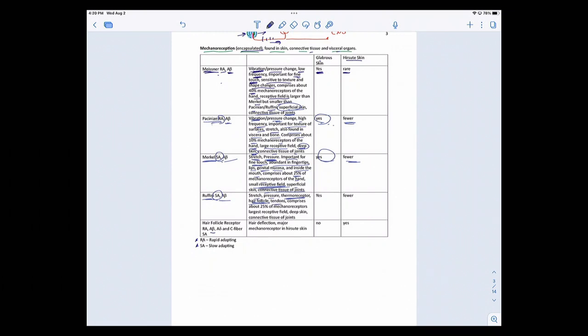They also comprise about 25% of the mechanoreceptors in your hand, and they have the largest receptor field of all of these four that we mentioned. The Ruffinis have by far the largest receptive field, which means they're not particularly great when it comes to fine touch, but they are also handy in other things. You'll find these deep in the skin, and you'll also find these in connective tissue of the joints.